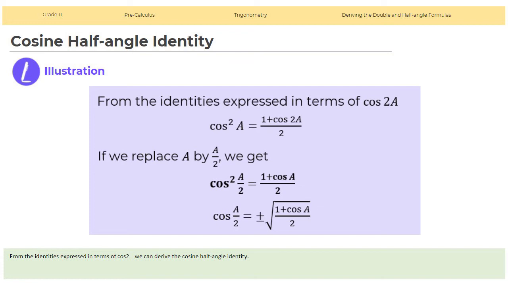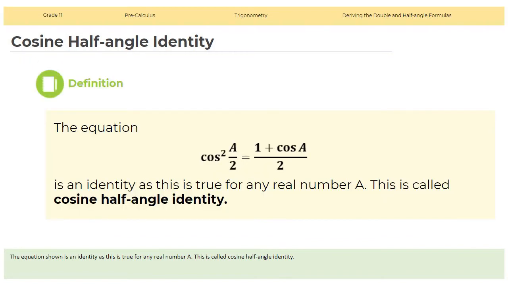Cosine half angle identity. From the identities expressed in terms of cosine 2a, so now we have cosine square a equals 1 plus cosine 2a over 2. If we replace a by a over 2, we get cosine square a over 2 equals 1 plus cosine a over 2. So it will be cosine a over 2 equals positive or negative square root of 1 plus cosine a over 2. The equation cosine square a over 2 equals 1 plus cosine a over 2 is an identity as this is true for any real number a. This is called cosine half angle identity.